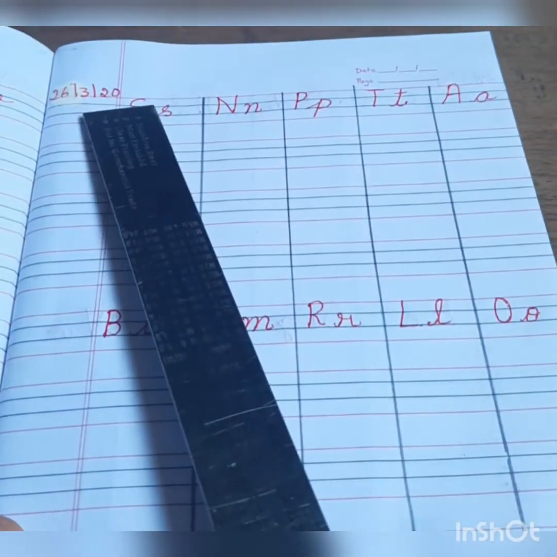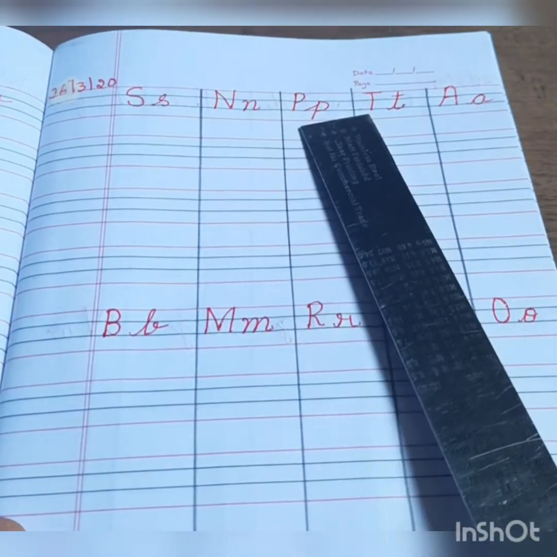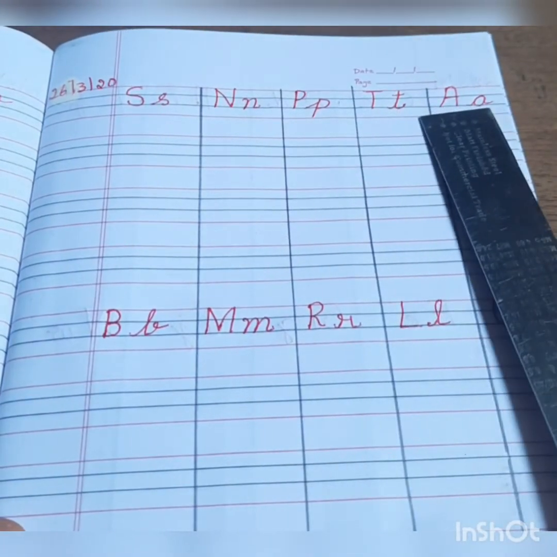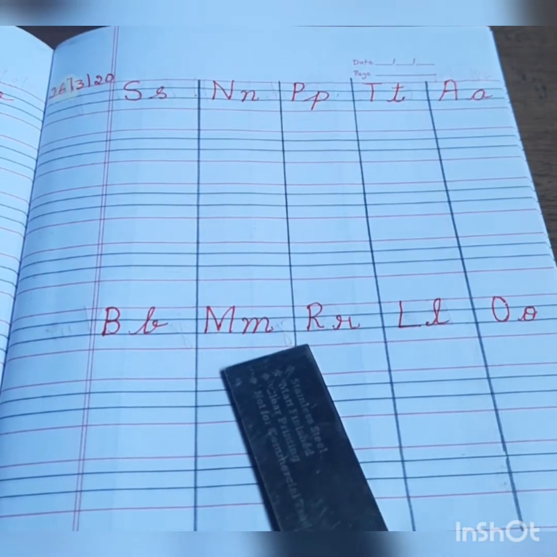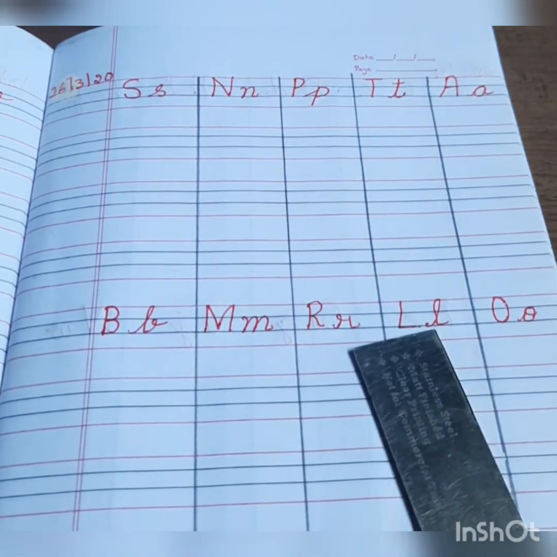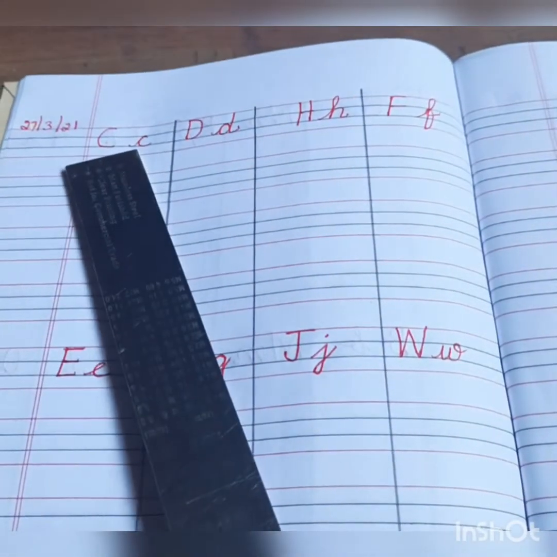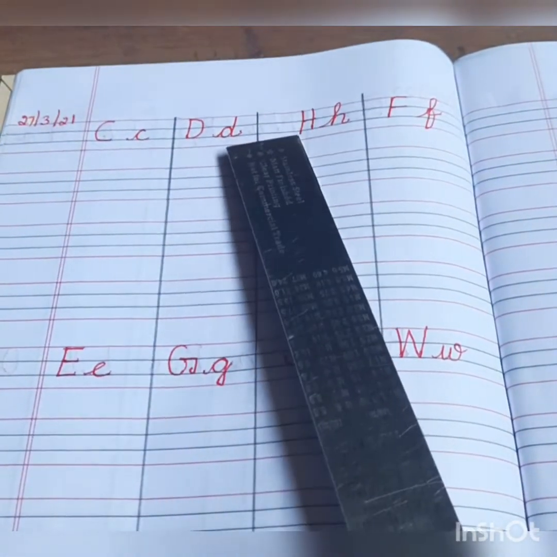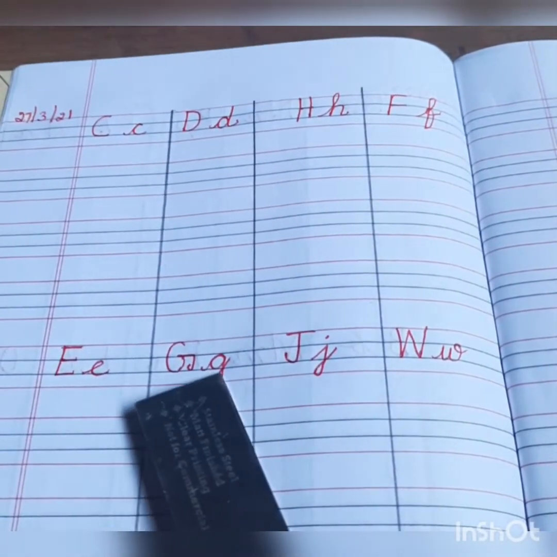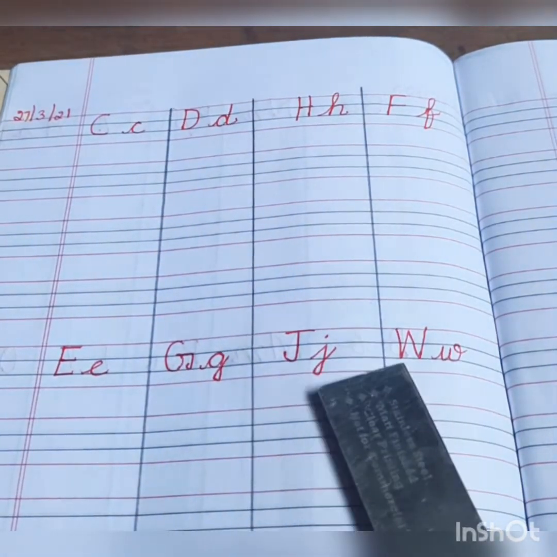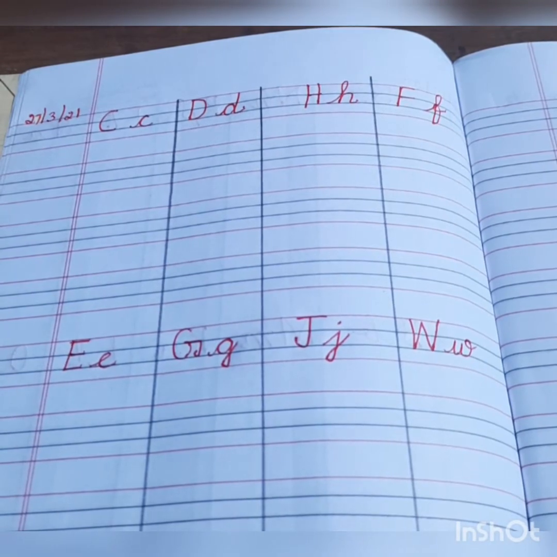You have studied S says S, N says N, P says P, T says T, A says A, B says B, M says M, R says R, L says L, O says O. Then C says K, D says D, H says H, F says F, E says E, G says G, J says J, W says V. You have learnt so many letters.